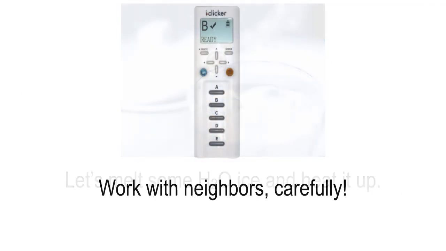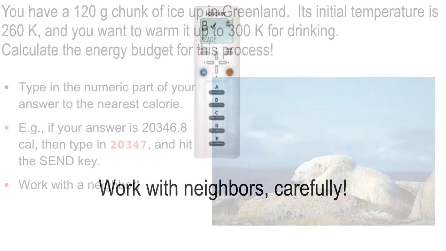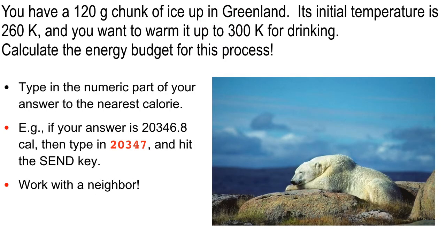All right, now it's a calculation question. So take a few minutes to work with your neighbor. And here it is. So it's not 400, it's 120 grams. And it doesn't start at 268. It's a little bit colder, 260. All right, you can handle that. And the target temperature is not 373. It's just 300. So you don't have to go up as far. But you can handle that. And so, Winfield, we want the total energy budget. So all three Q's, and then add them up. Okay, go to it.